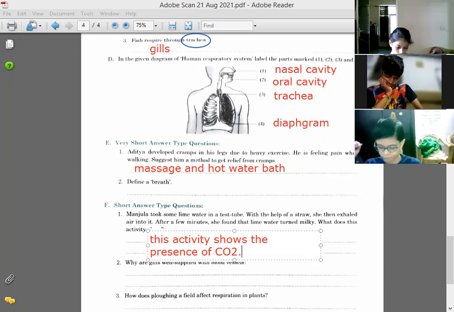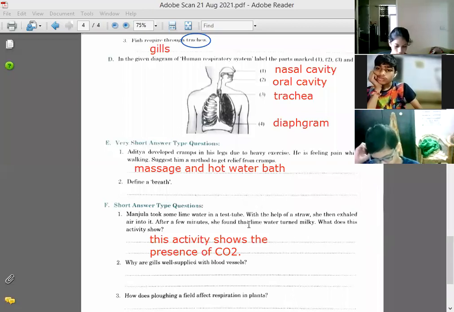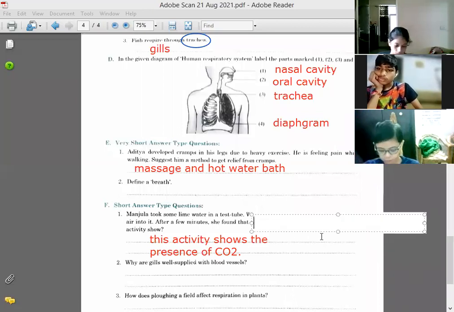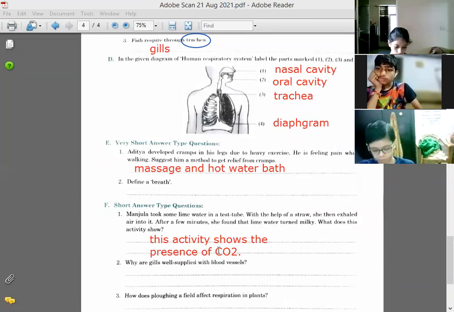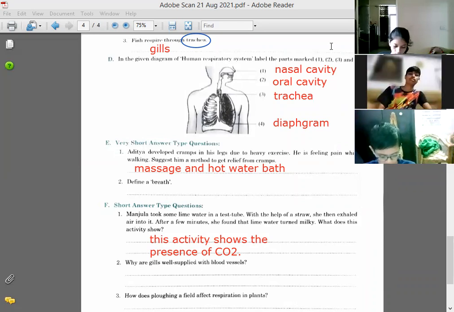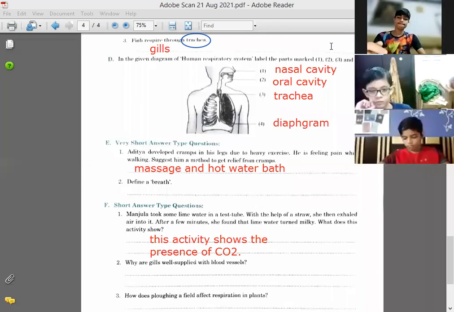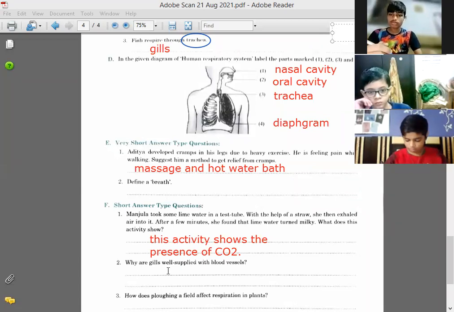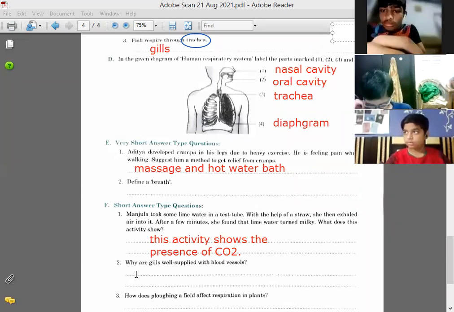CO2, I am writing in short form. You have to write it because the lime water has turned milky. You should know that. So what does this activity show? This activity shows the presence of carbon dioxide. Why are gills well supplied with blood vessels? So kindly give me the answer for this question.